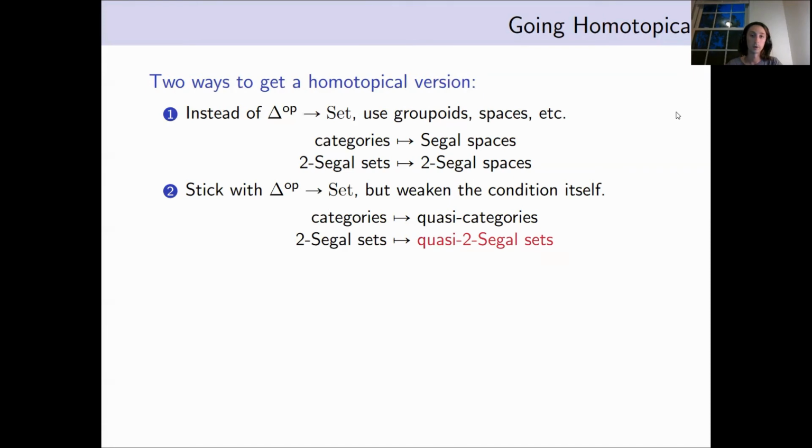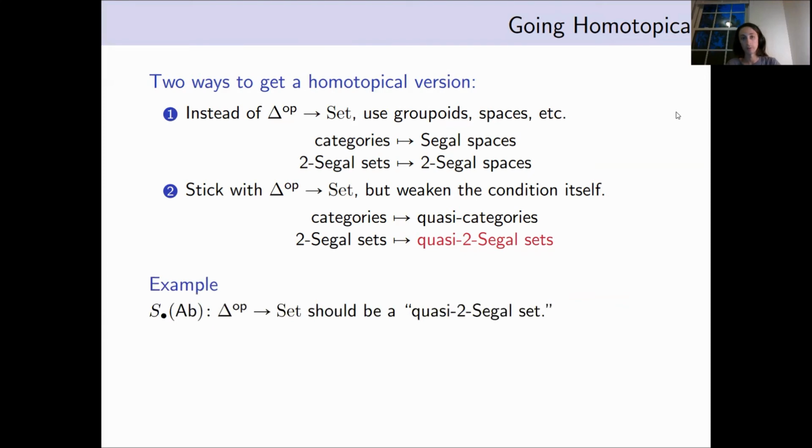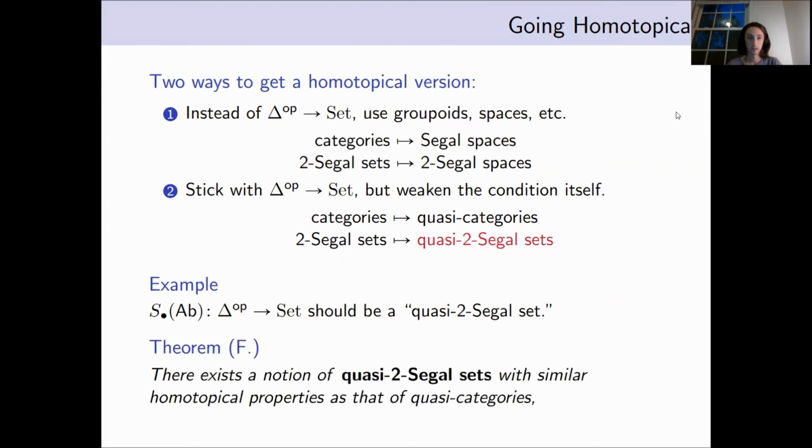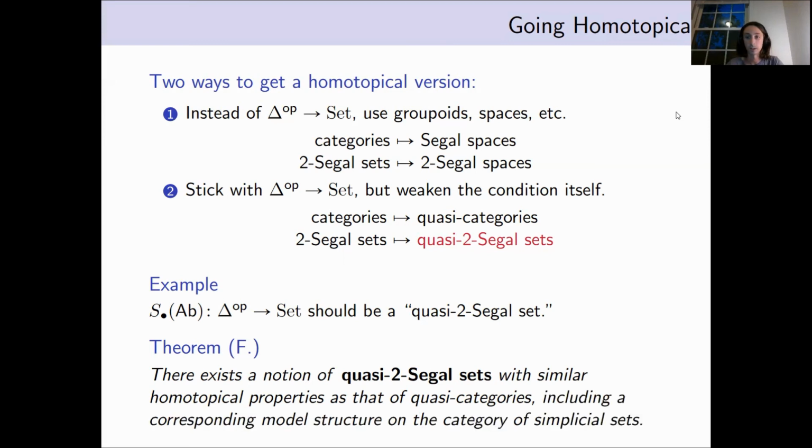Can we work within simplicial sets themselves and just weaken the condition, instead of broadening the target category? An example of this should be what we were talking about earlier, except without changing to groupoids. We just take the S-dot construction with a set of simplices, as we were describing. And so this is what I tackle in my thesis. I come up with a good notion of quasi-2-Segal set, and in particular, show that it has a corresponding model structure on the category of simplicial sets.